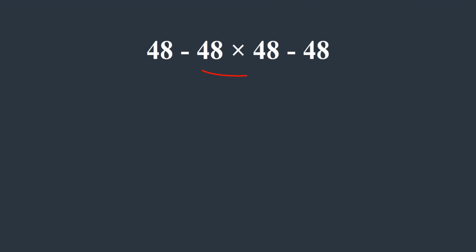So we have first this multiplication, 48 times 48 equals 2,304. So we have 48 minus 2,304 minus 48, and we have two subtractions. According to the order of operations, we do this subtraction, then this subtraction.